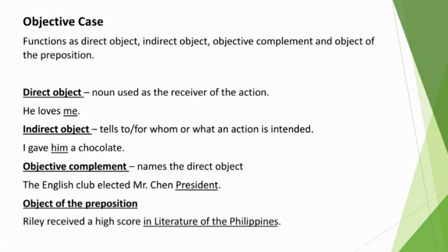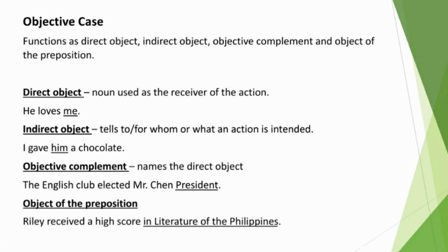How about the indirect object? So indirect object tells to whom or to what, or for whom or for what an action is intended. Example, I gave him a chocolate. Him is the indirect object.